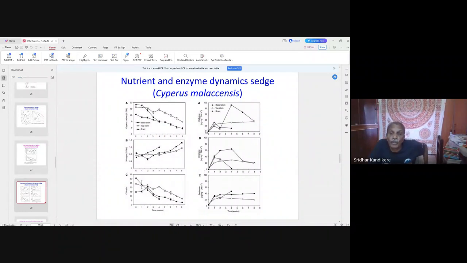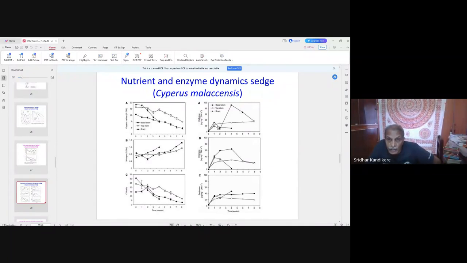So if you look into the enzymes, cellulase, surprisingly at 4 week duration, basal stem showed highest cellulase activity. And here it is at the 8 week duration, so that is top stem. Bract is showing a first peak at 1 week and then a second peak, both of them.